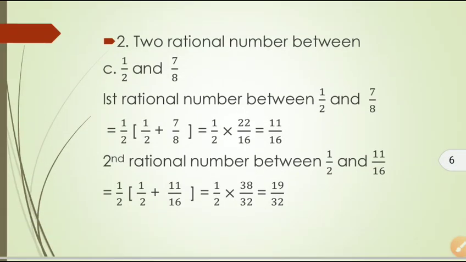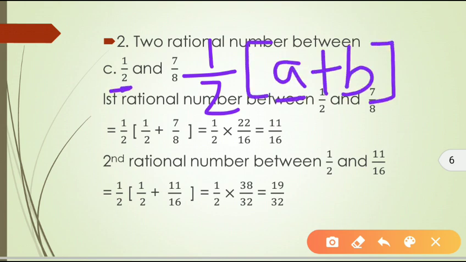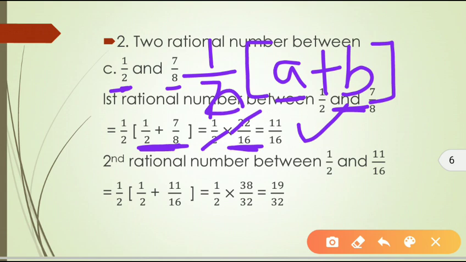Next question is find two rational numbers between 1 by 2 and 7 by 8. Same, I am taking the mid value method. For finding the first rational number, write 1 upon 2 in bracket a plus b. In the place of a write 1 by 2, in the place of b write 7 by 8. When you solve this bracket you will get 22 by 16. Multiply, you can cancel this and you will get 11 by 16.